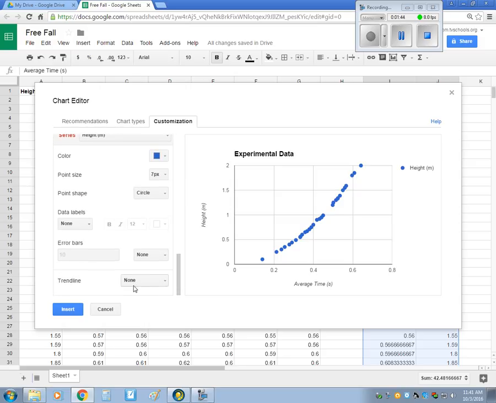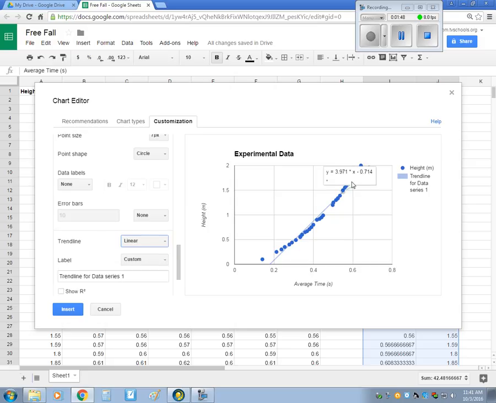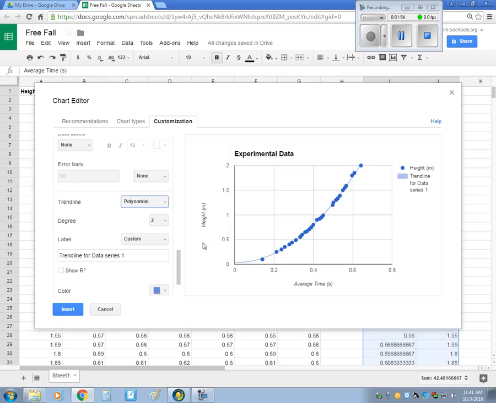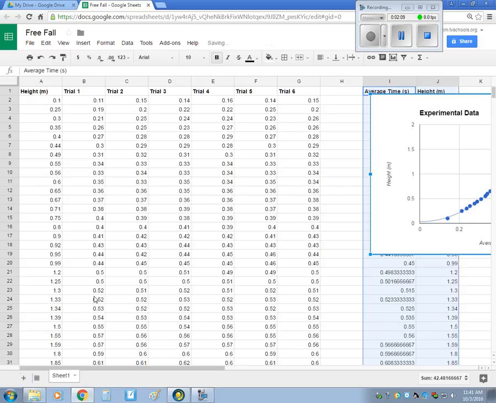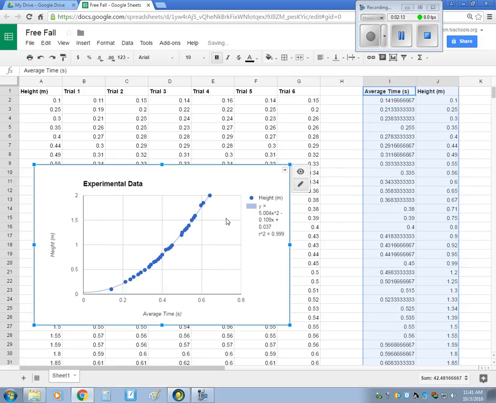I now want to add a trend line. Now notice if I do a linear trend line, it doesn't quite fit the data. So I'm going to change this to a polynomial. That looks a lot better. If I click on the show r squared value, I get a 0.999, which is good. The closer you get to 1, the better. And for the equation, where it says label, I'm going to click use equation. That'll make my chart right here for my experimental data.